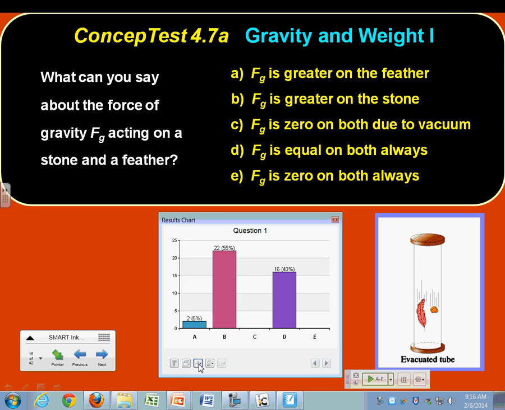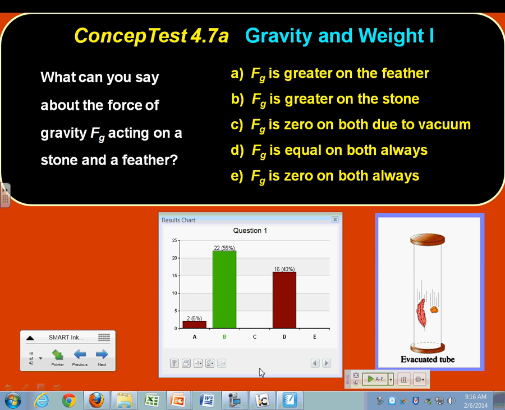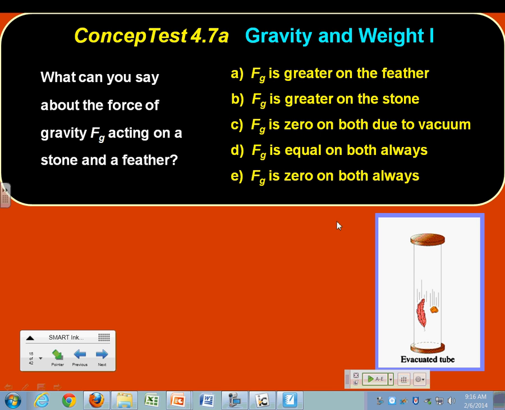Let's see. B is the correct answer. The stone has more mass. It also has a greater force acting upon it. Remember how we calculated that force? It was from the law of acceleration. The law of acceleration says that a equals F over m. And we said that that acceleration had a particular value for gravity. What is that equal to?